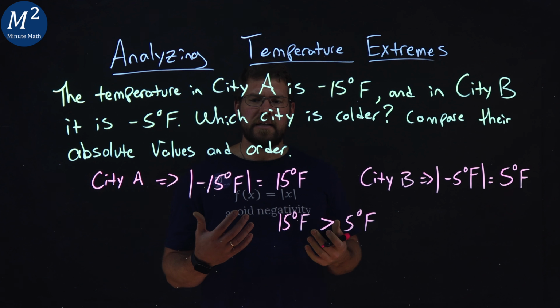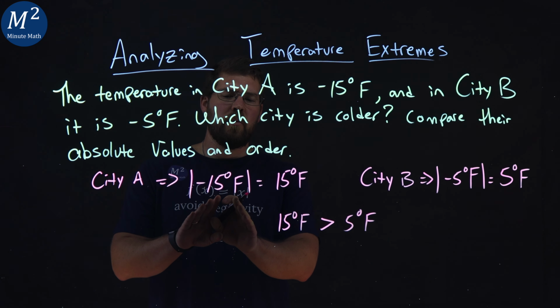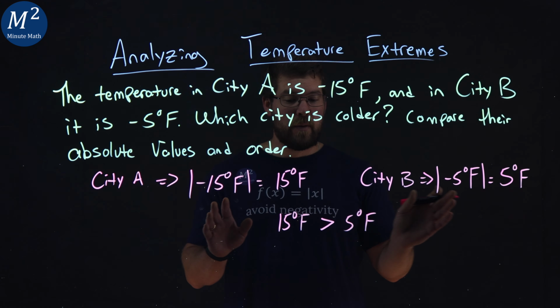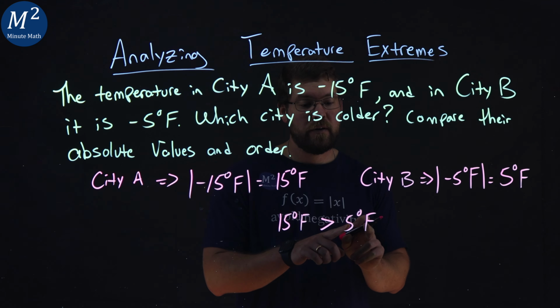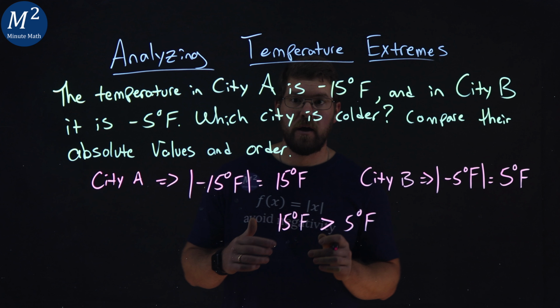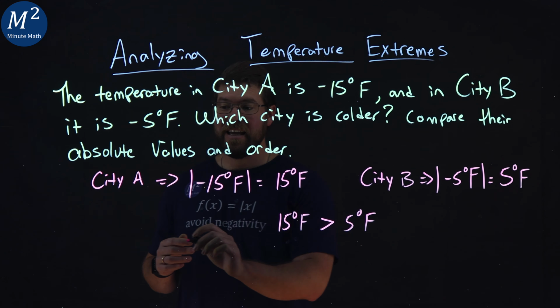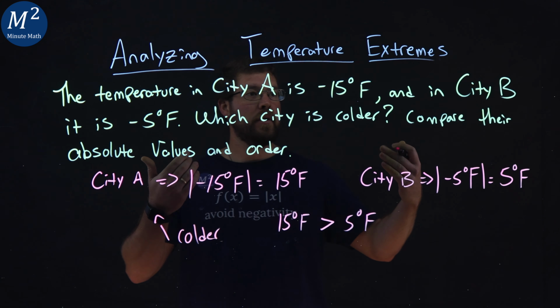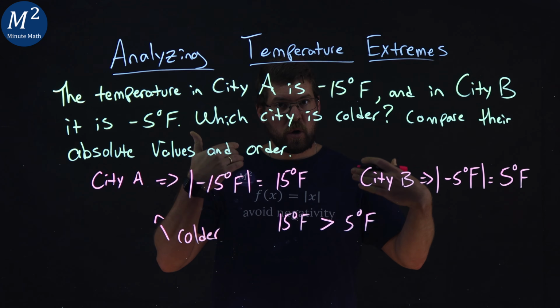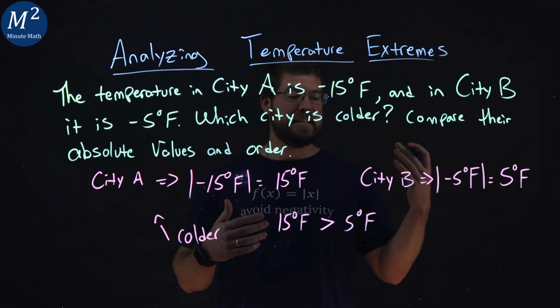Now, how does this make sense? Well, when we're talking about this, we took the absolute value of both of them. We're comparing the absolute value once we've taken it. 15 degrees is greater than 5 degrees Fahrenheit. But we would say that city A is colder, right? Because we're referring to the negatives here. It is more cold than city B.